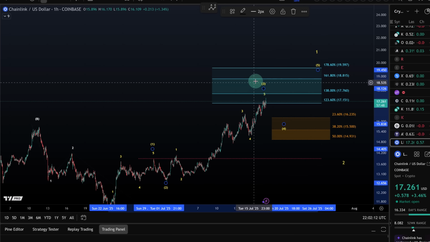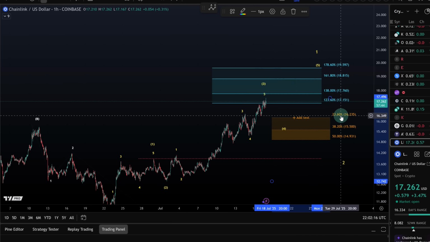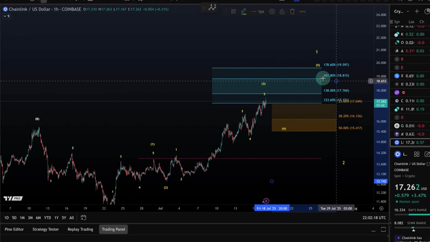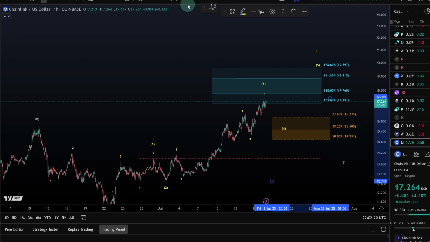So if the third wave maybe even extends further, which can be, then all we need to do is adjust Fibonacci support. And then also, let's say, reconsider our expectations for wave 5, because if the third wave goes a little higher, the fifth wave should do as well. So yeah, that's the update on Link.